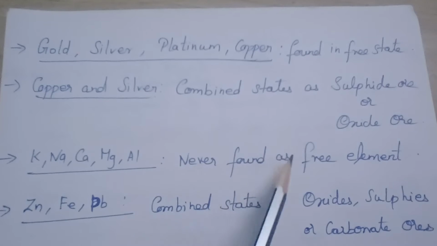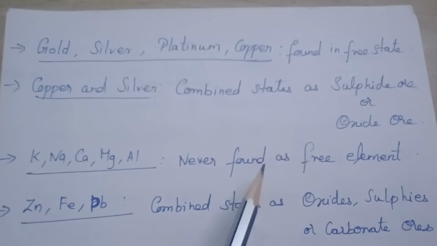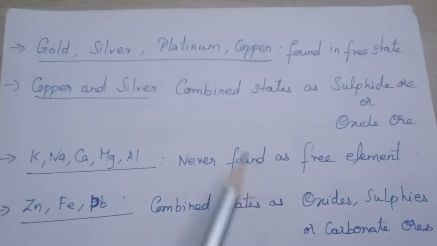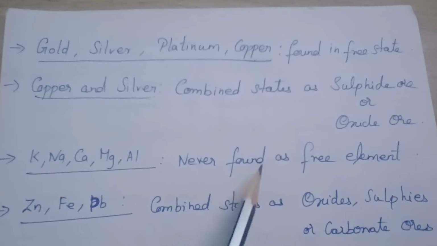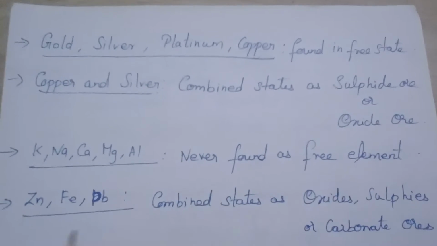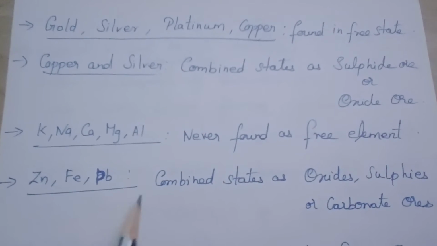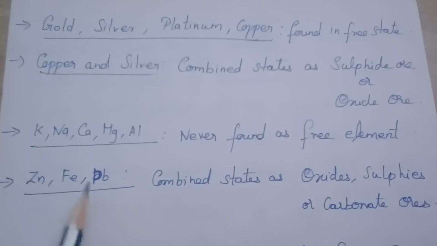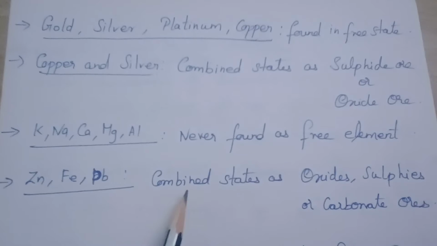So it is never found free. Okay, it is always found in the form of a compound only. It's never found as a free element. Okay, then zinc, iron, lead and all are found in combined states. It has a medium reactivity, so it will be available in the form of combined state only.